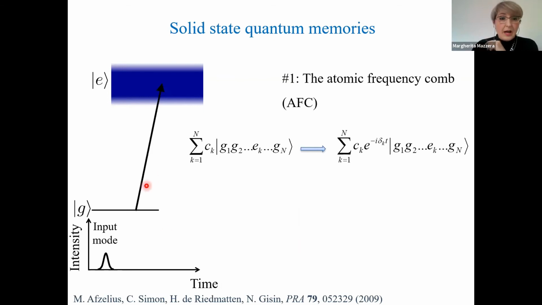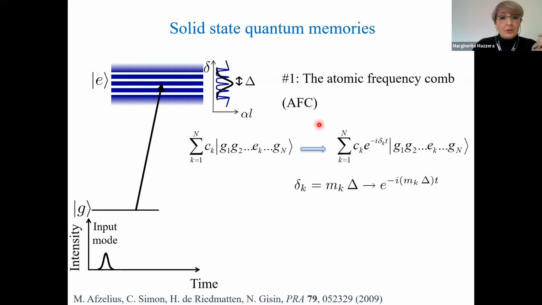Now, assume that you have an ensemble of atoms with an electronic transition which is inhomogeneously broadened. If a single photon is absorbed over this transition, the state of the single photon will be mapped into a coherent superposition of atomic excitation. But because each atom is slightly detuned with respect to the photon, each of these atomic excitations will start to dephase and quickly the coherence will be gone.